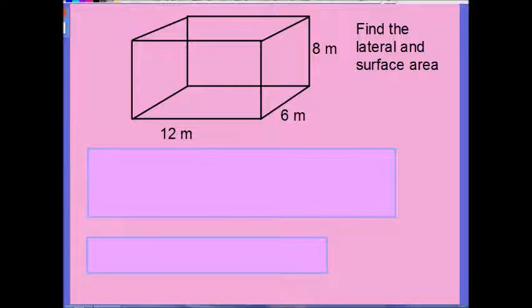So let's get started with some examples. For our first example, we want to find the lateral area and surface area of this figure. So I'll give you a second to draw it, and then we're going to get going. Push pause and press play when you're ready.